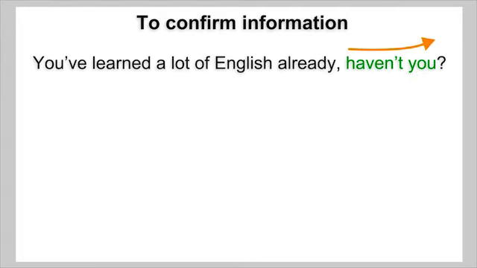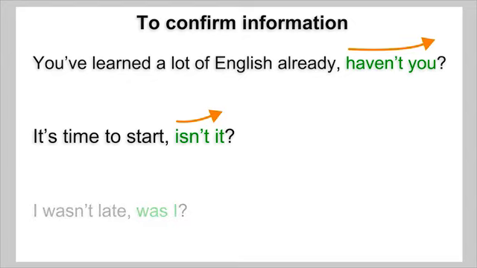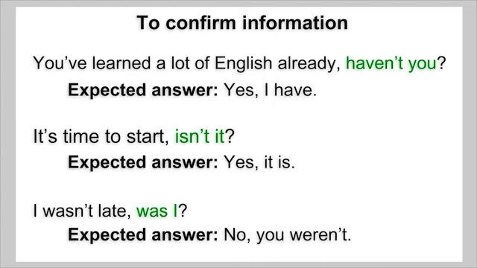The first way we use tag questions is to confirm information we think is true. We use upward intonation for these questions. For example, "You've learned a lot of English already, haven't you?" "It's time to start, isn't it?" Or, "I wasn't late, was I?" In each of these, we say what we think is true and add the tag to check. We expect the answer to confirm that what we think is true is. Look at the expected answers for these tag questions.